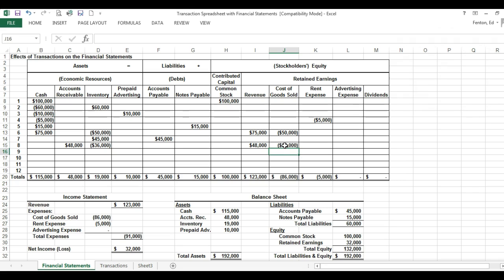Net income has changed because revenue and cost of goods sold has changed. Both assets on one side and the liabilities and equity on the other side have changed in recent transactions. But we're up to total assets of $192,000.